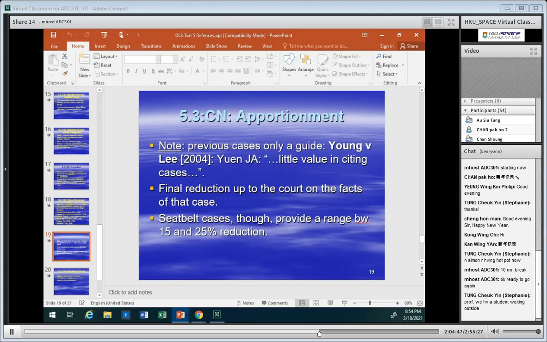It's probably not in your bundle, so you might want to take a photo of it or whatever. Although these lectures are being recorded, aren't they? So I thought I'd throw this one in just to elaborate a little bit more on contributory negligence.